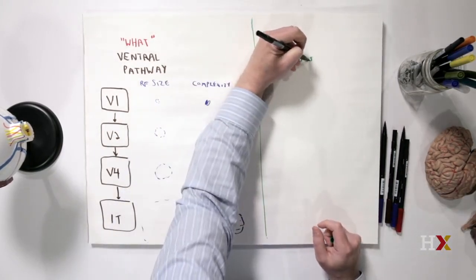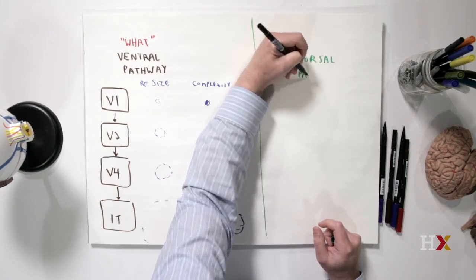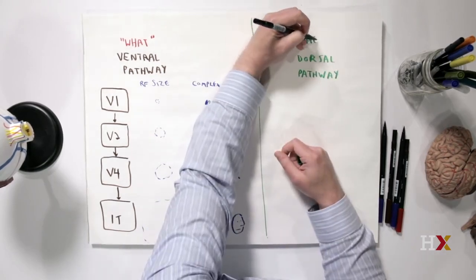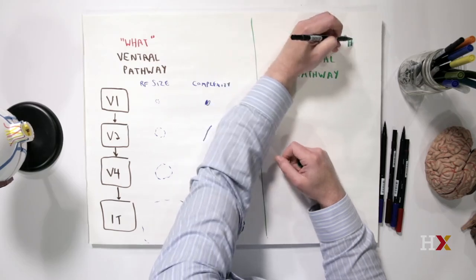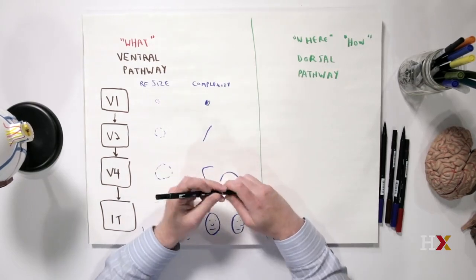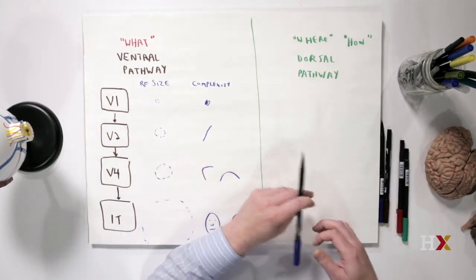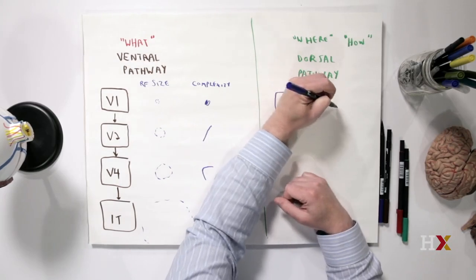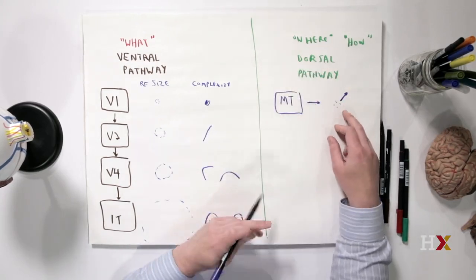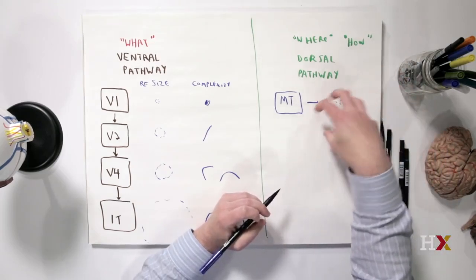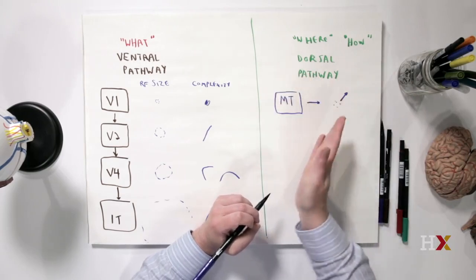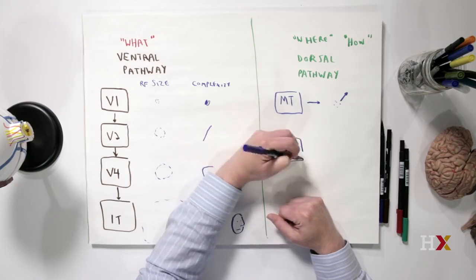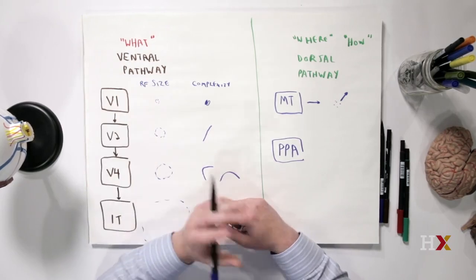to the dorsal pathway, which seems to be much more concerned with where things are and perhaps also how we should interact with them. So the dorsal pathway includes areas with names like MT for middle temporal area, which seems to be concerned with the direction of movement in a visual field. So if an object is moving through its visual field, visual receptive field, it'll respond more, and they're tuned for direction of motion and velocity of motion. We also find areas like the posterior parietal area, which seem to be concerned with directing attention to particular parts of visual space.